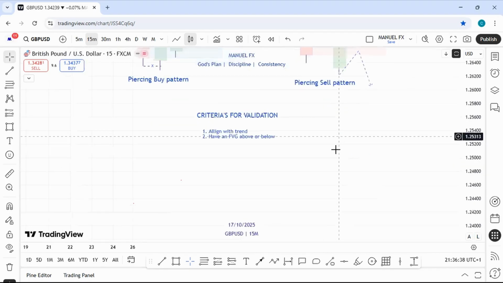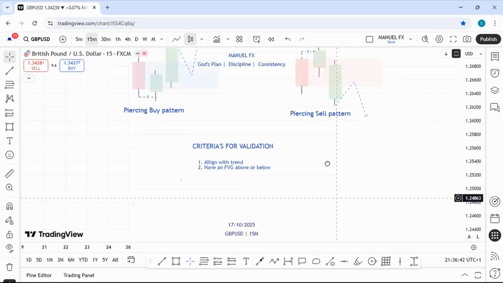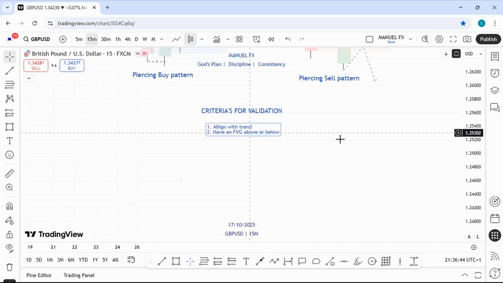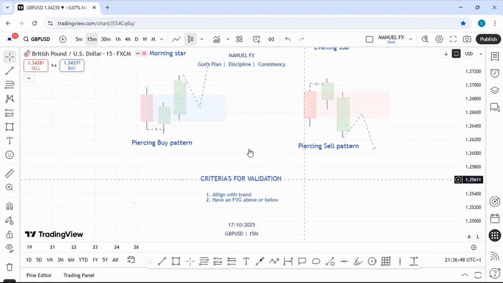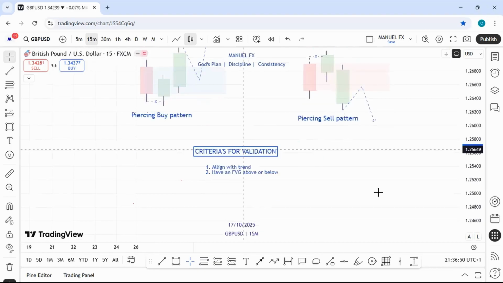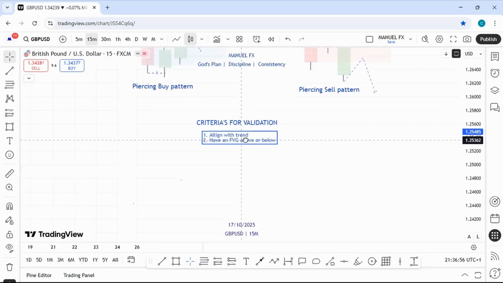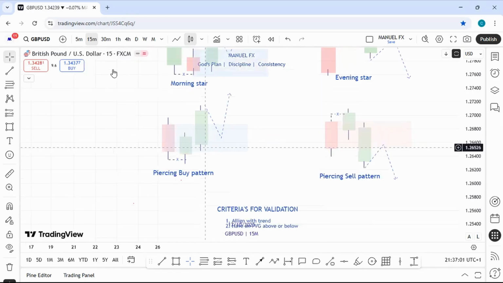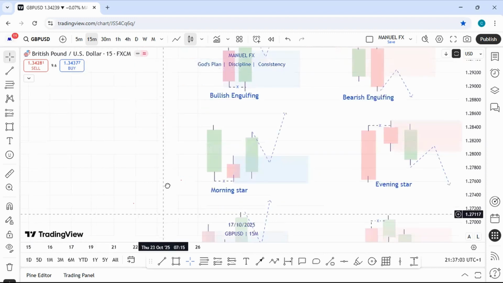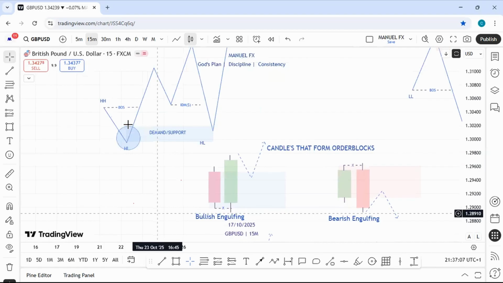Now, there are two criteria I want you to take note of in order to ensure that these patterns are actually very, very valid, and that the POI is a high probability POI. What are the criteria I want you to look for? Number one, it must align with trend. This pattern for the buy must form in alliance with the trend.